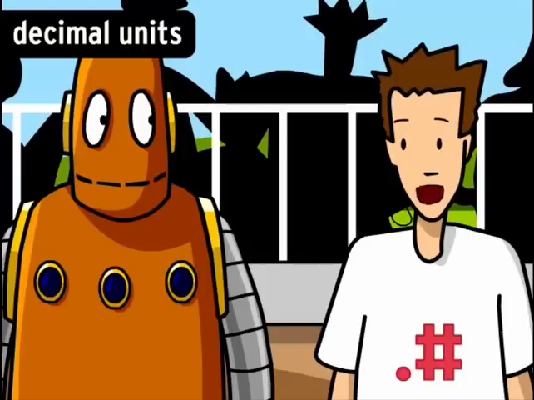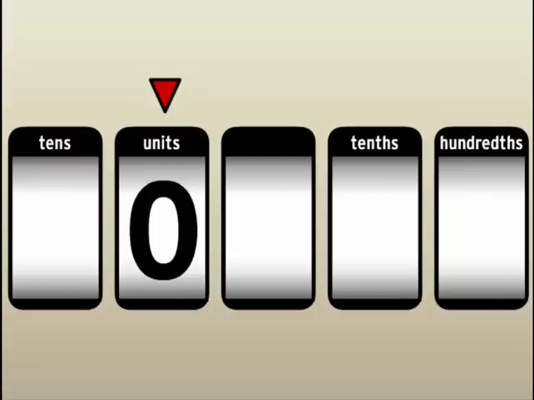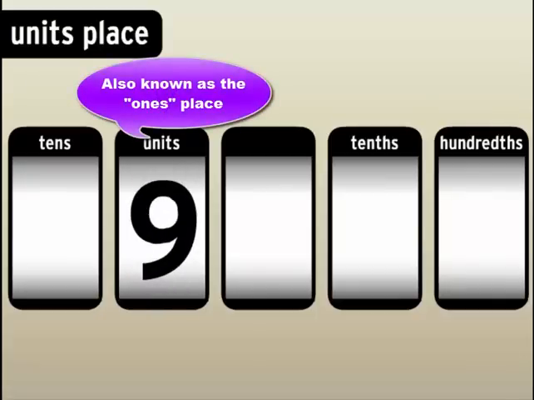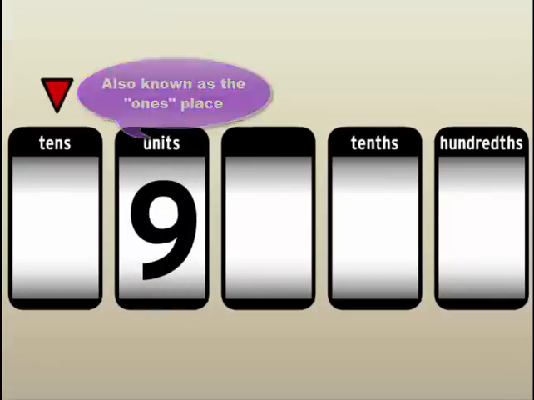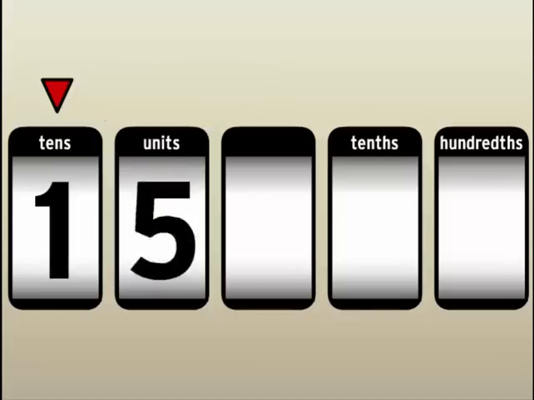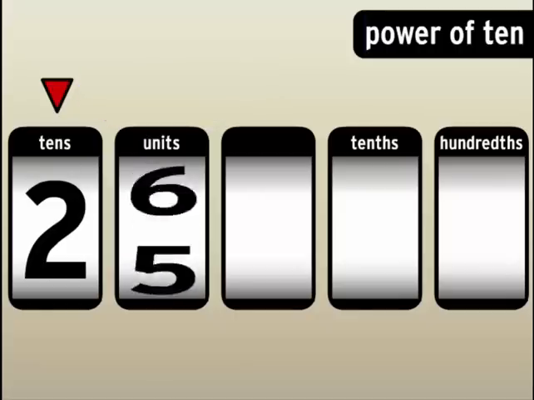Well, writing decimals is pretty easy. In our number system, I can count from 0 to 9 in the units place. To count bigger numbers, I have to move left, over to the tens place. Each place increases by a power of 10.